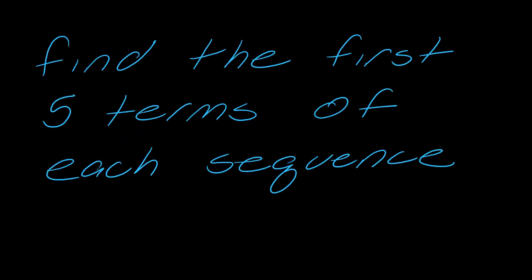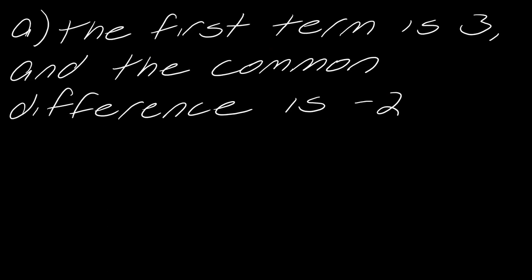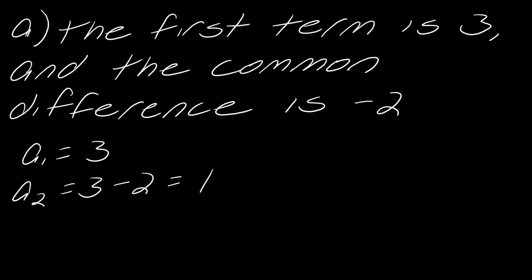Now I just want to find the first 5 terms of each sequence. First I will tell you the first term is 3 and the common difference is negative 2. This is enough information to determine the first terms of the sequence. So the first term is 3, and if the common difference is negative 2, then I'm just going to subtract 2. So for my second term, the next term will be 1.